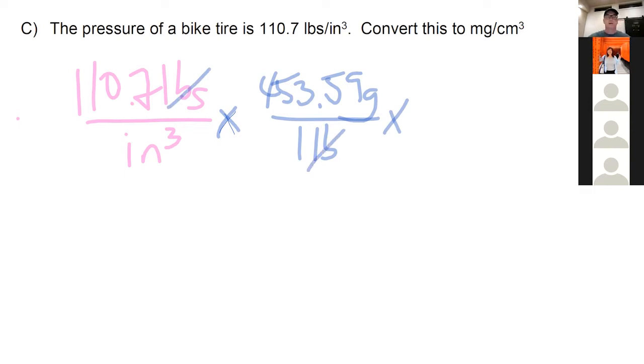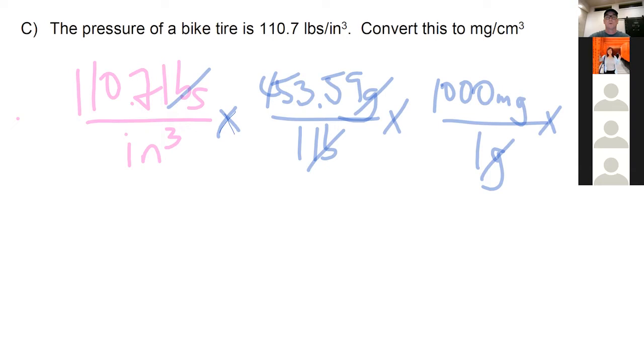So what's the next thing to do? 1,000 milligrams over 1 gram. Right, so I want to change those grams to milligrams, and there's 1,000 milligrams in 1 gram. So that gets rid of my grams. And then what's the final conversion? 1 inch equals 2.54 centimeters. Exactly. But how do I do the conversion if it's cubed?